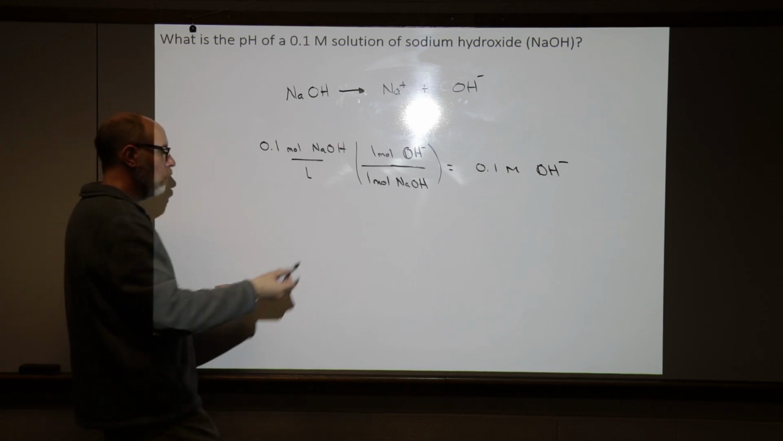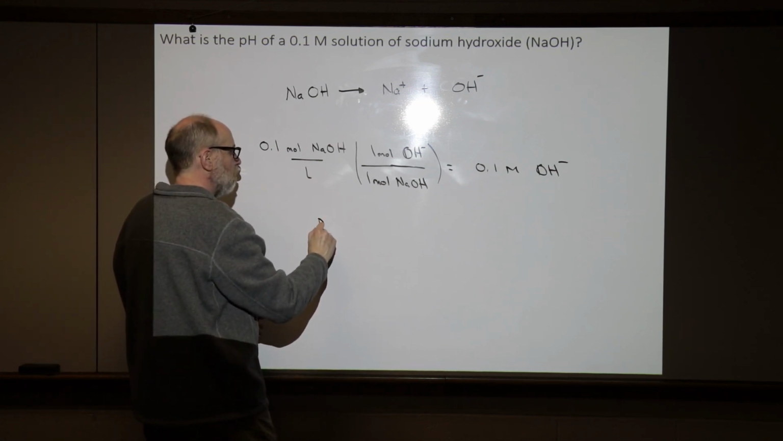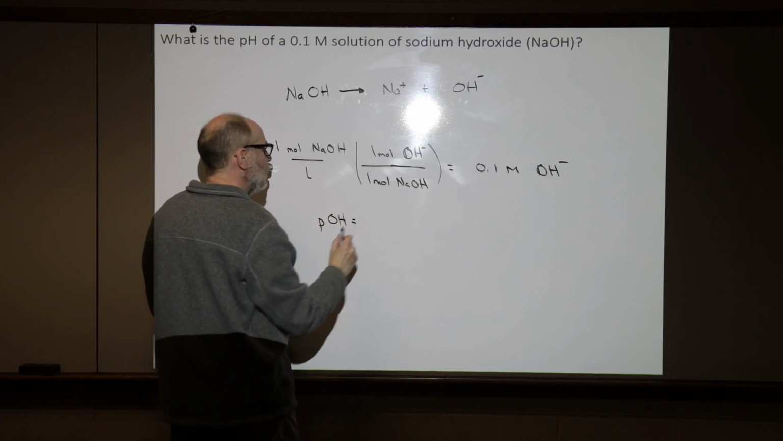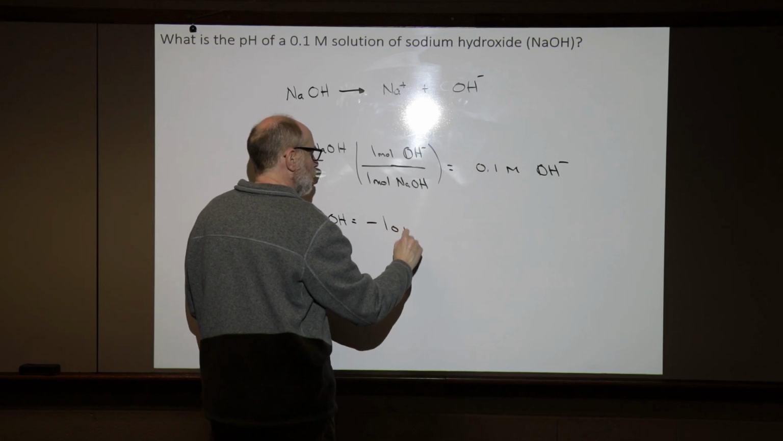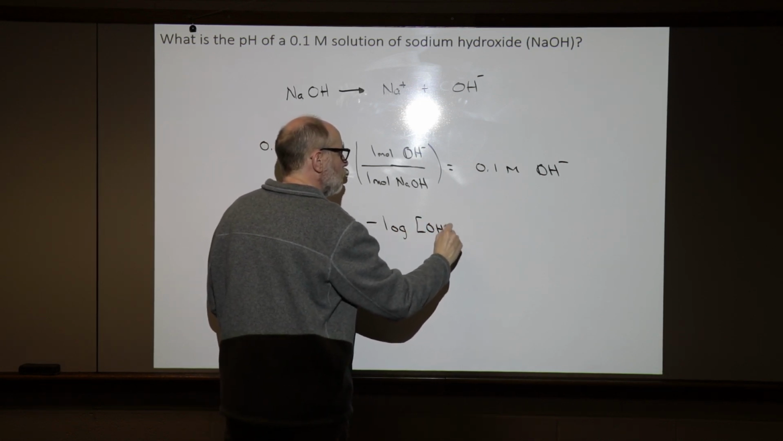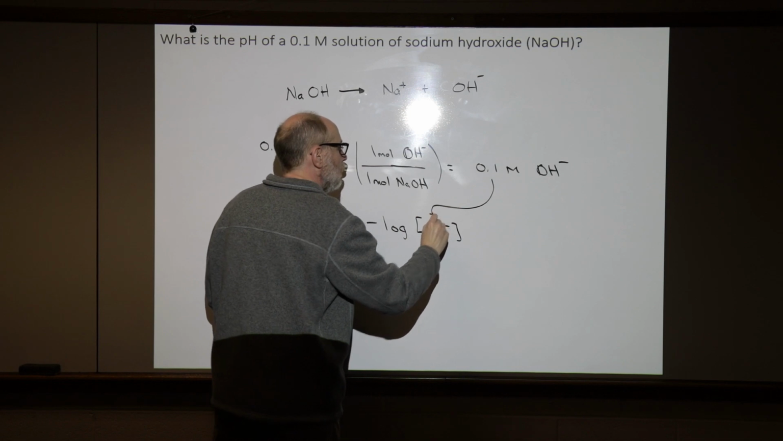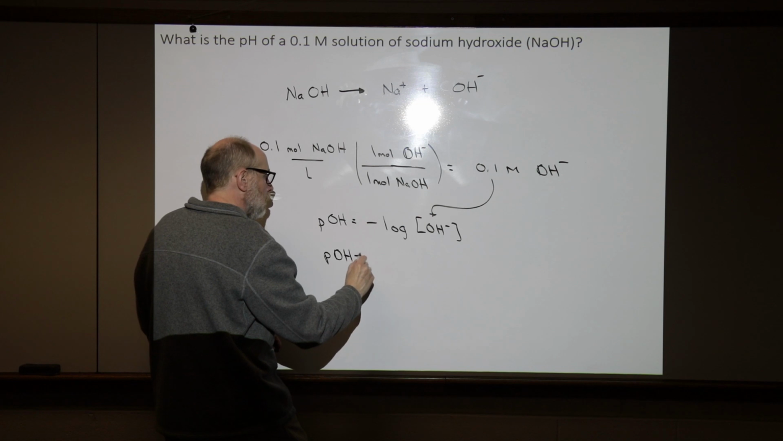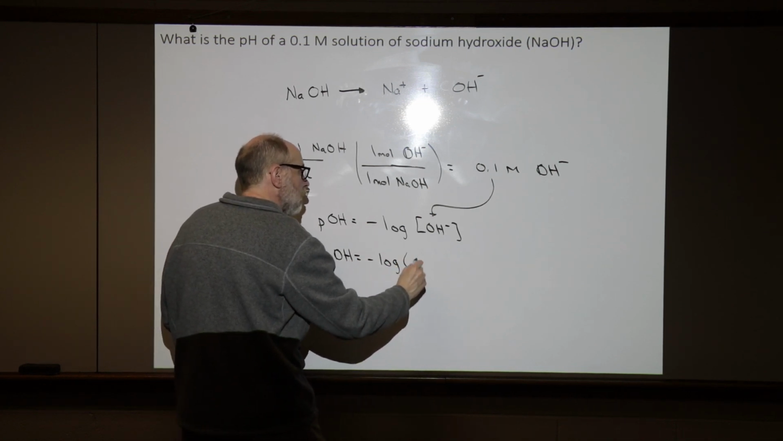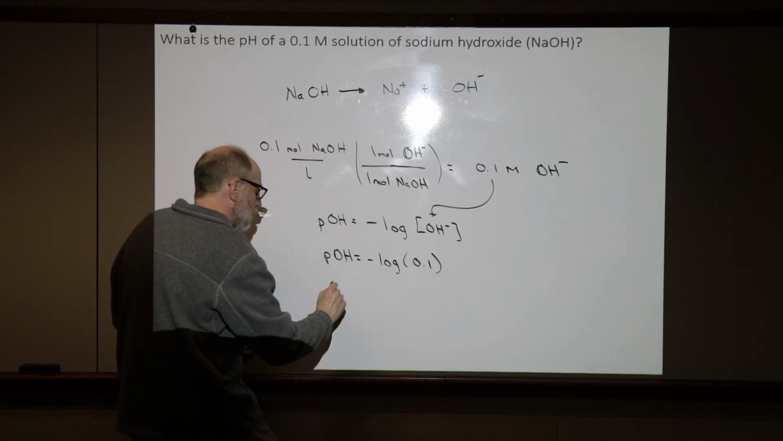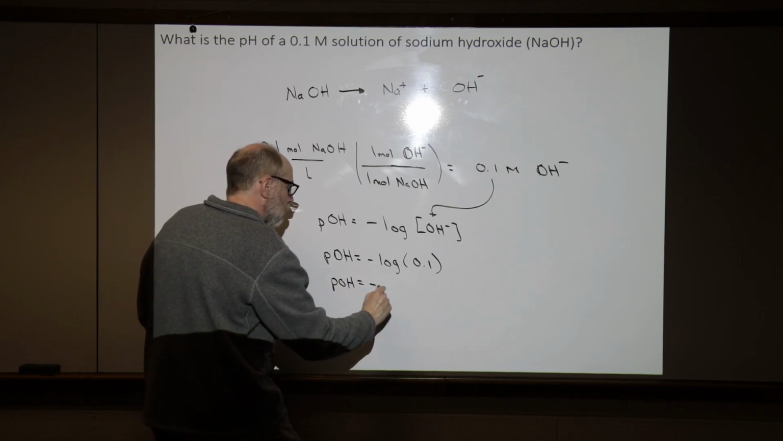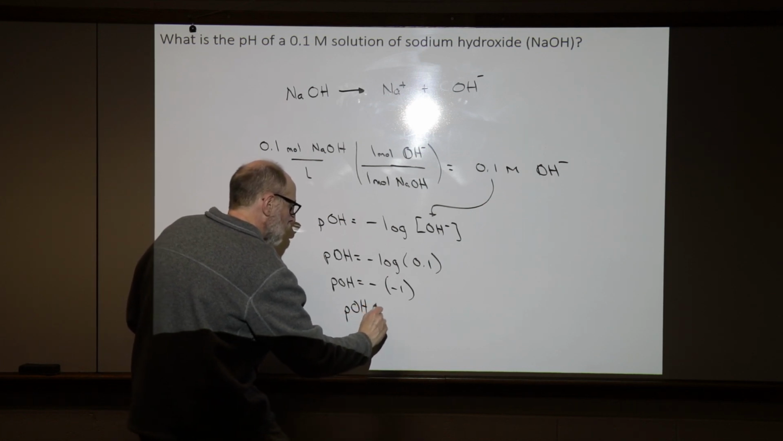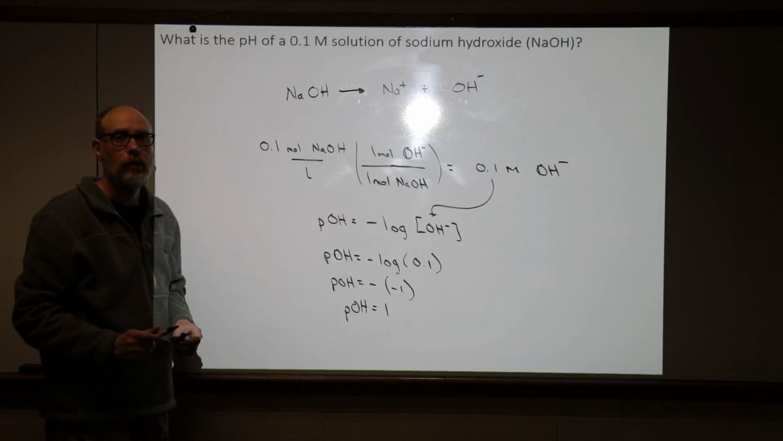Same thing. Now we want to determine what the pH is, but for a base we have to go through pOH first. We say the pOH equals the minus log of the concentration of hydroxide ion, 0.1 molar. The pOH is minus log of 0.1. The pOH equals minus a minus 1. The pOH equals 1.